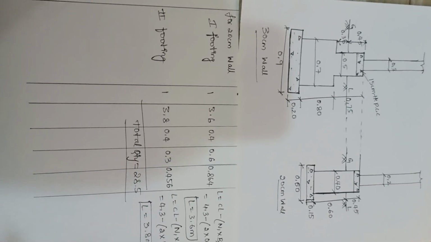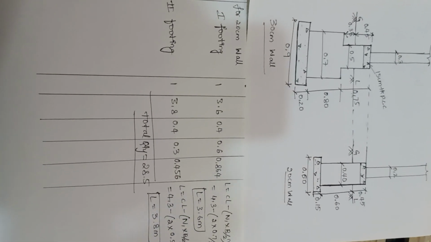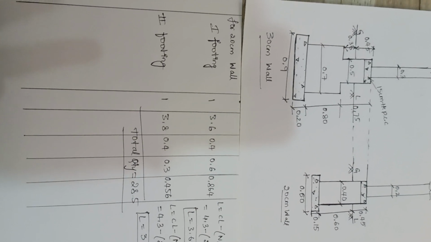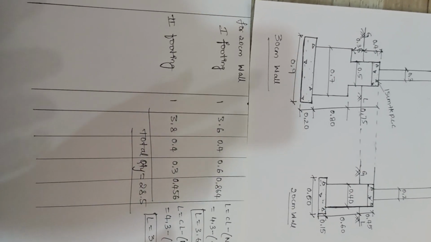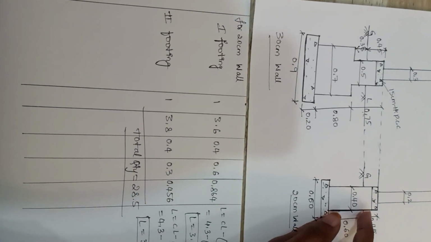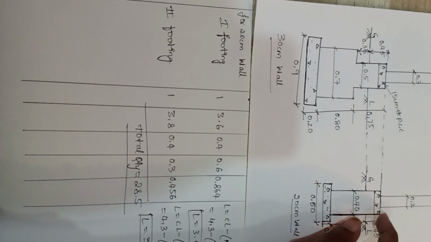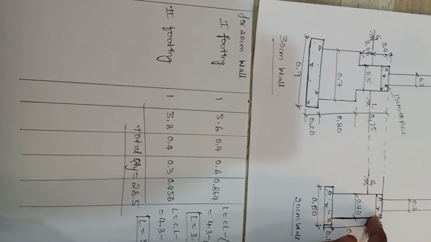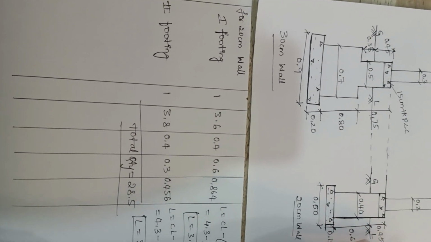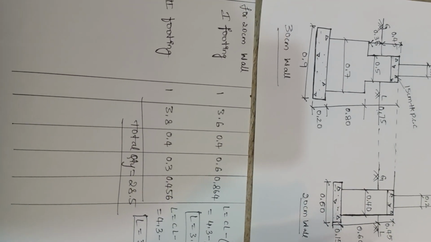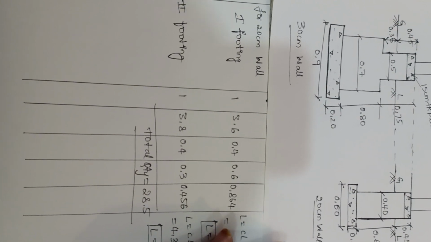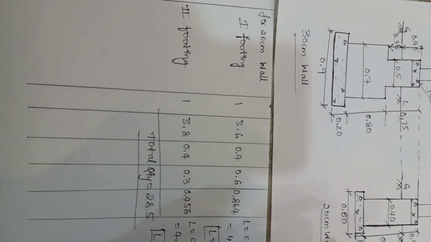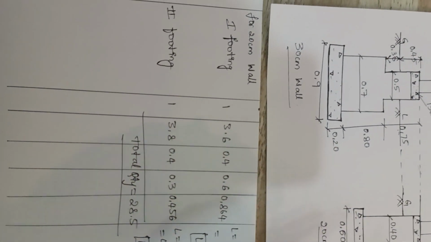Moving to the SSM for 20 centimeter wall. Here, as you are having only one footing, but still you will be splitting it into two parts because half of your footing is coming below the ground level and remaining portion is coming above the ground level. For that reason, you have to split your footing of 20 centimeter wall into two parts. So let us do it for first part, that is the footing which is coming below the ground level.